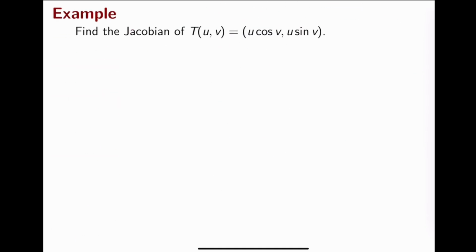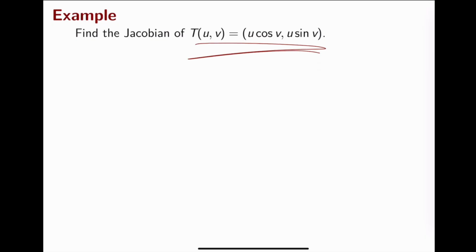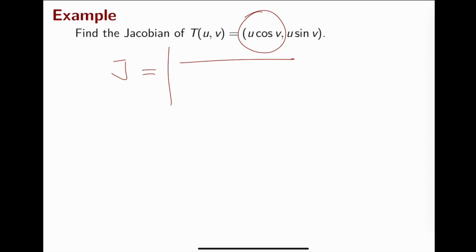Okay, so for example, let's calculate the Jacobian of the change that we were just using before. The Jacobian is going to be equal to the determinant of, and we take the first component and do the derivatives with respect to u and v. The derivative with respect to u will be just cosine of b, and the derivative with respect to v will be, since the derivative of cosine is minus sine, minus u sine of b.